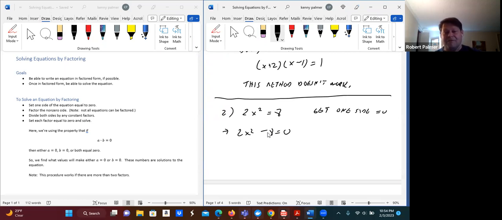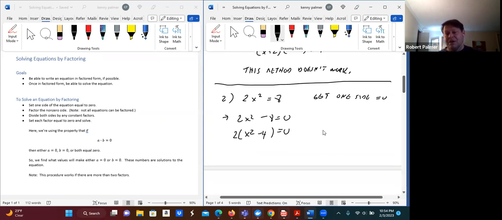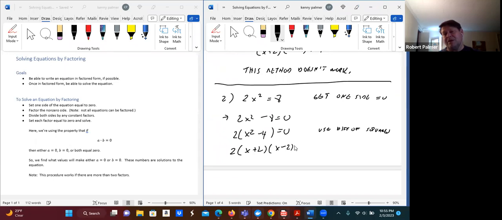Okay. Now, factor out the 2. That's a common factor. So if we take out the 2, then we're left with x squared minus 4. Now, we set one side equal to 0 and factor the non-zero side. Actually, this is not quite factored, so we need to finish factoring it. Notice we can factor using difference of squares. That's going to be 2 times x plus 2 times x minus 2 is equal to 0. Okay, now that's completely factored.